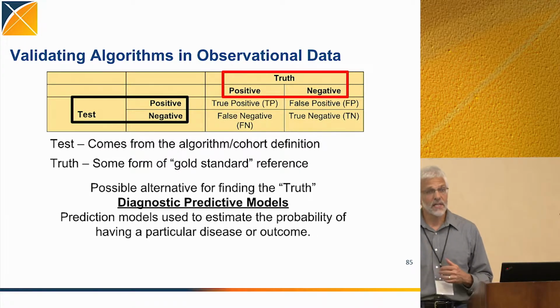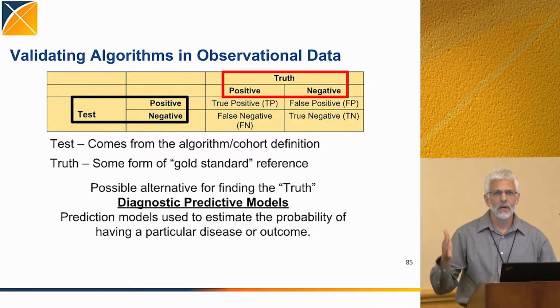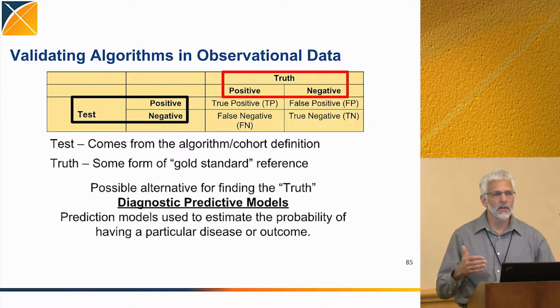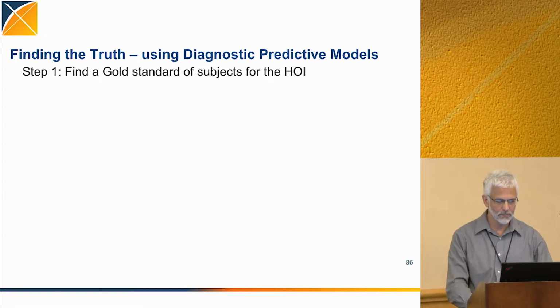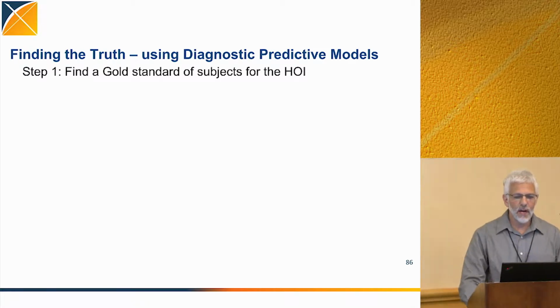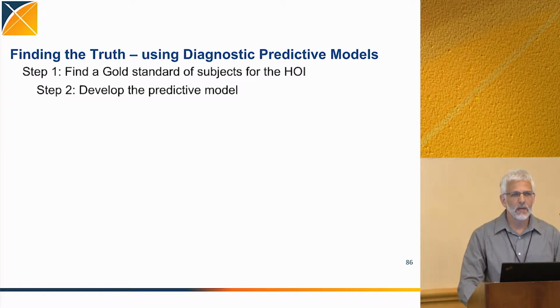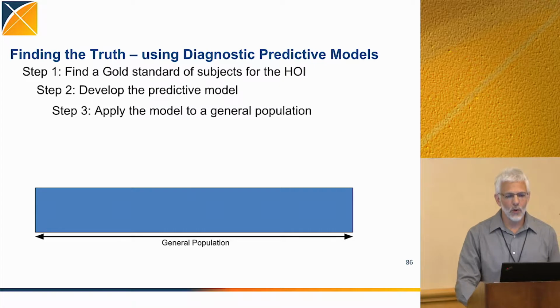So instead of prognostic models that are looking to the future, there's also a way to look at diagnostic models. At the end of the day, what a diagnostic model does is look at a set of data and give you the probability, similar to what Juan had, of the person having that disease. So the way that we're doing it is we find a gold standard of subjects with the health outcome of interest. We develop the predictive model. We then apply that model to the population.